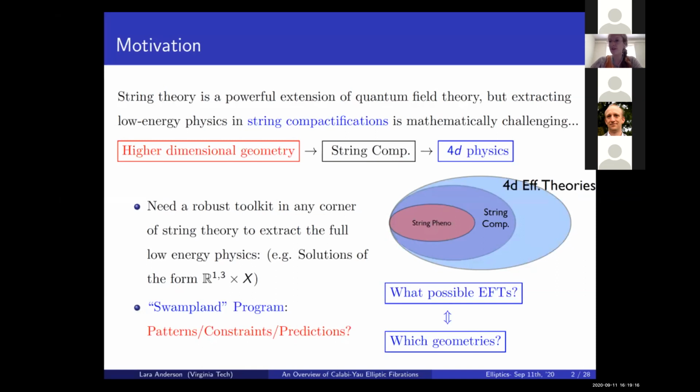What types of field theories are allowed? Which ones can be consistently completed in string theory, which field theories can be completed? And can we extract patterns, constraints, predictions from these types of backgrounds in a useful way? So this is a very broad brushstrokes motivation for why background geometry in string solutions play such an essential role.